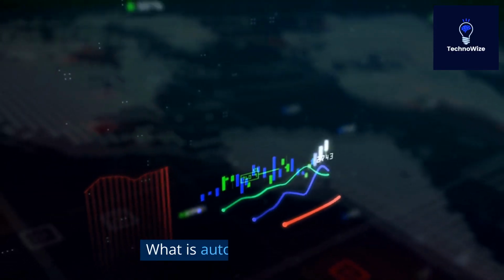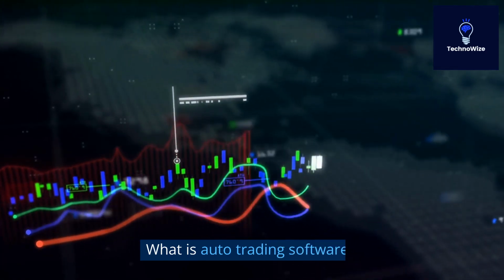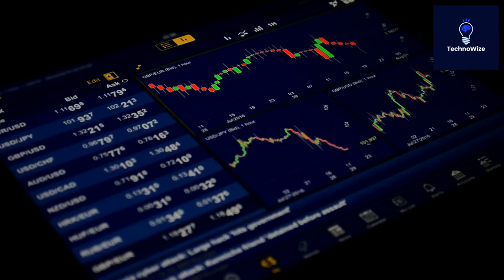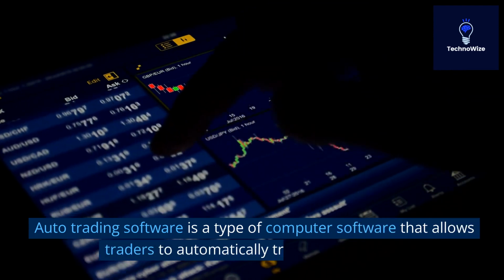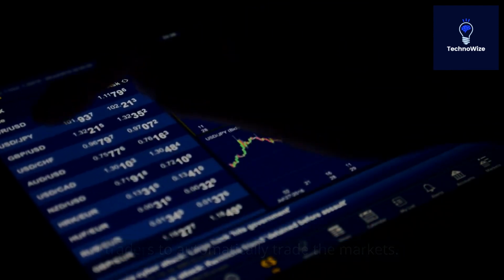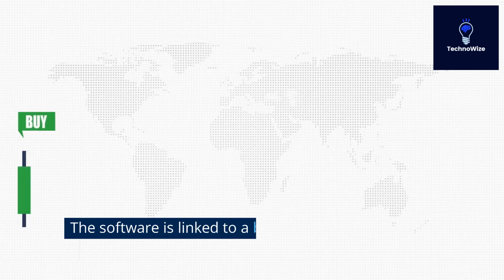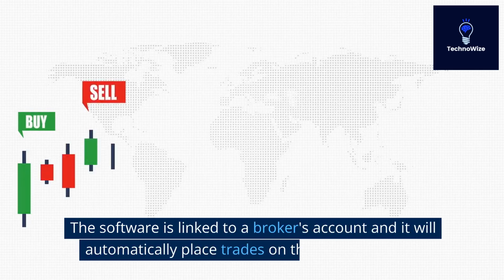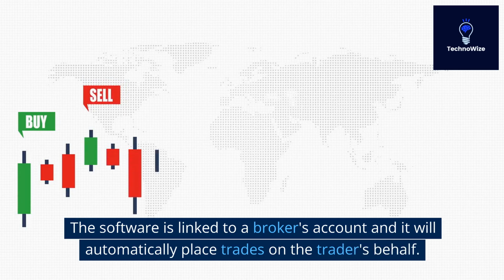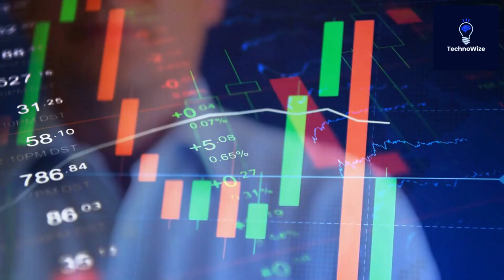What is auto trading software? Auto trading software is a type of computer software that allows traders to automatically trade the markets. The software is linked to a broker's account and it will automatically place trades on the trader's behalf.